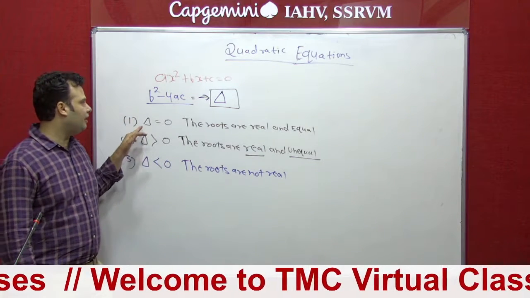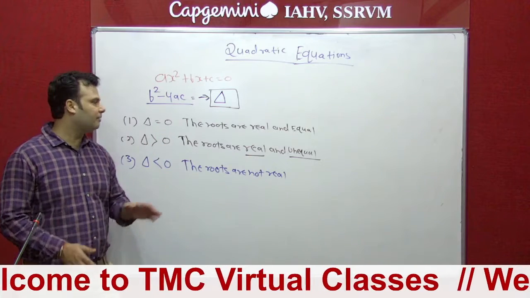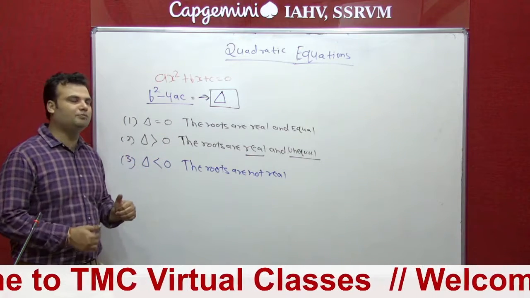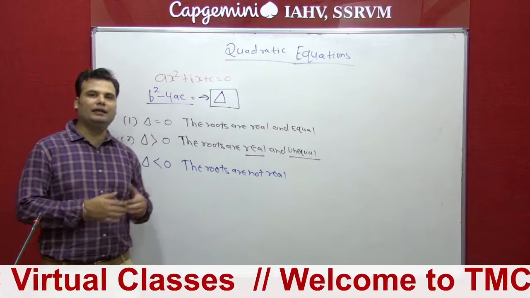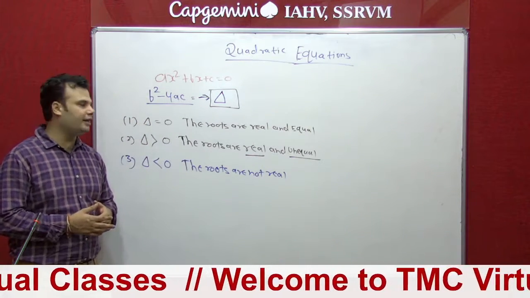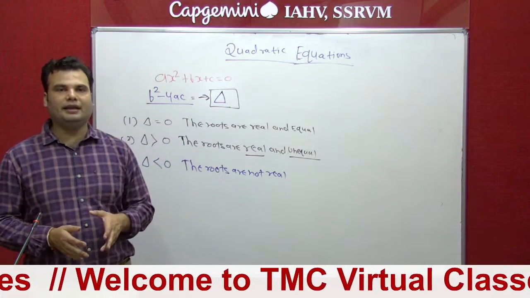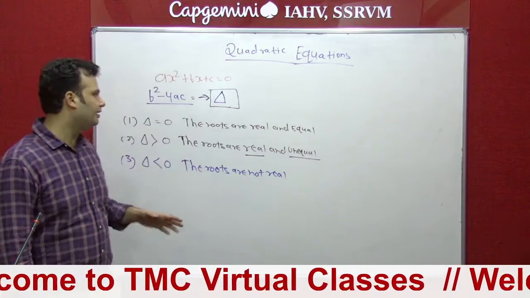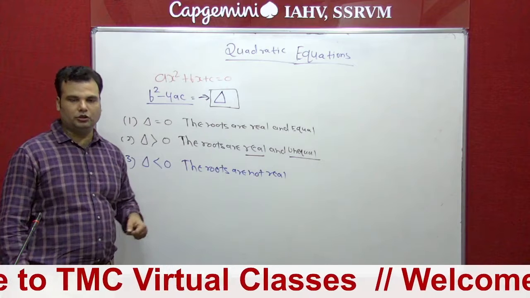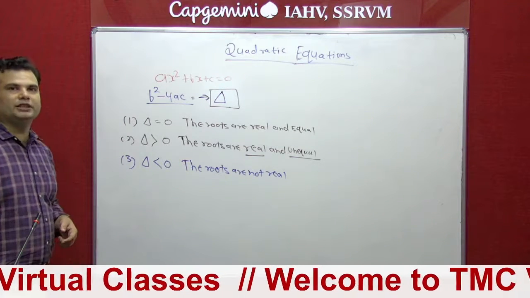First, if the value of del is 0, that time we can write the roots are real and equal. If greater than 0, means positive, the roots are real and unequal. And third, less than 0, means negative, the roots are not real. So this is very important. In examination they will ask to decide the nature of roots. So you can find it by this method. This is also important. If you want to take a screenshot, you can take. Then we can proceed to the next part.